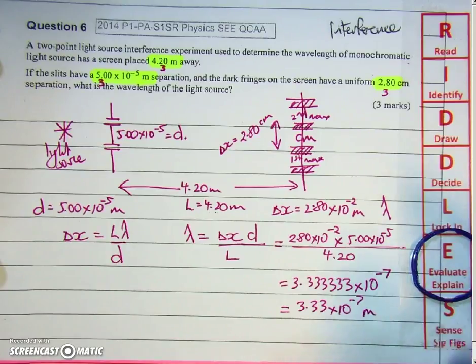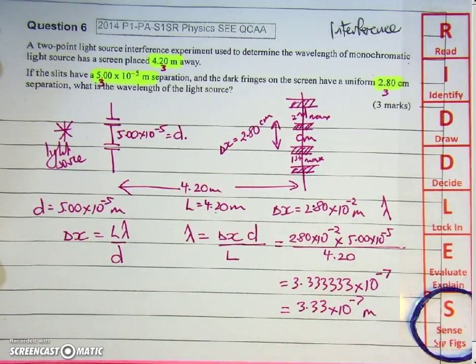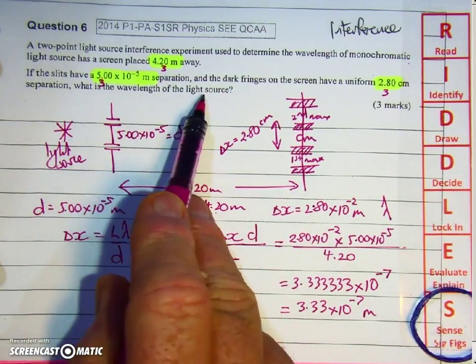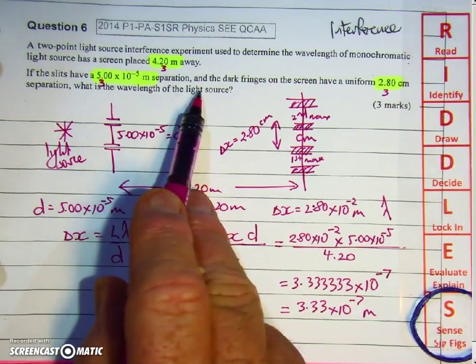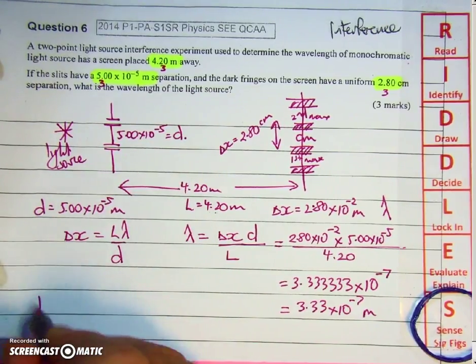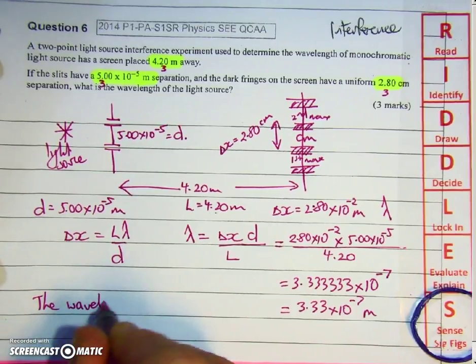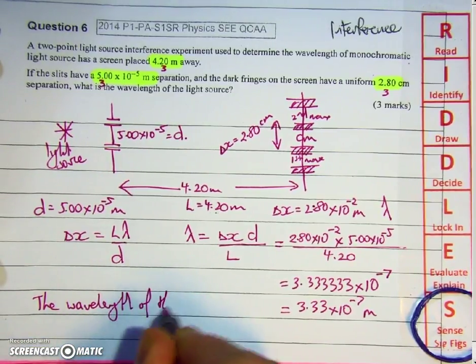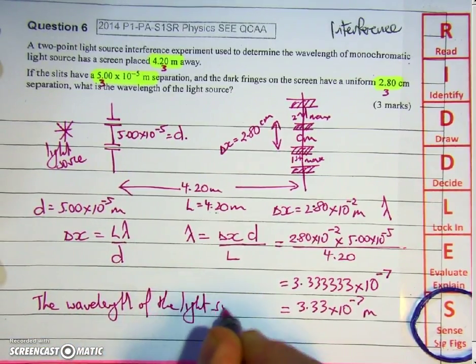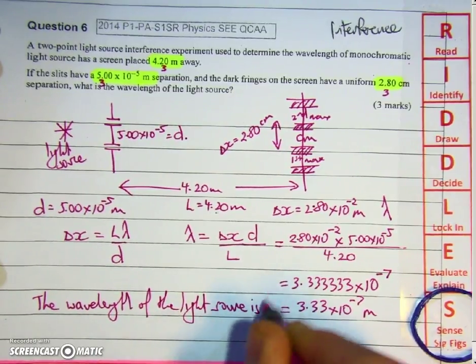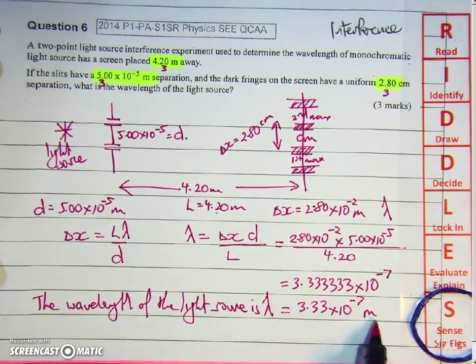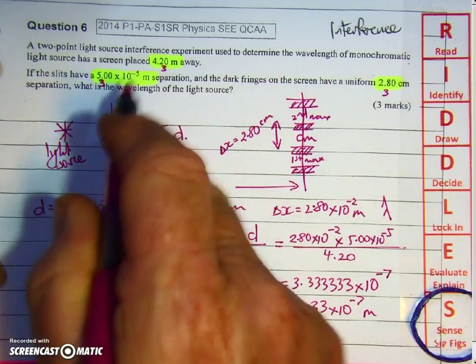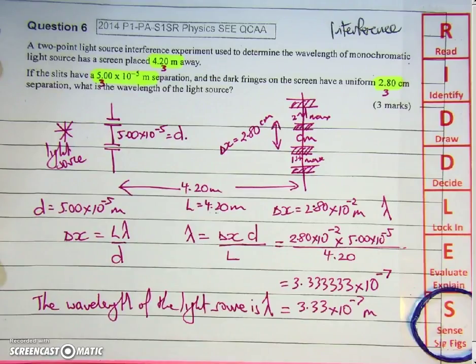So we've gone through now and we've done the evaluation. Let's see whether our answer makes sense and we've got our significant figures right. So what is the wavelength of the light source? We need to include the question as part of our answer, and we say the wavelength of the light source is lambda 3.33 by 10 to the negative 7 metres. 3 significant figures in our answer, 3 significant figures in all of the information that's given to us.